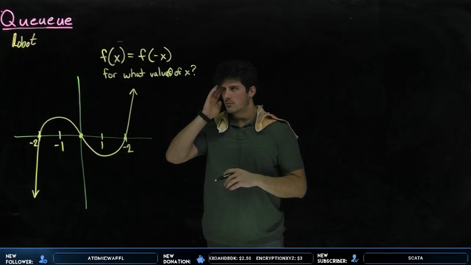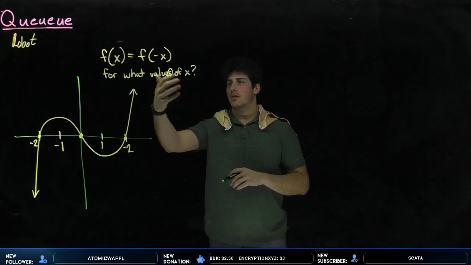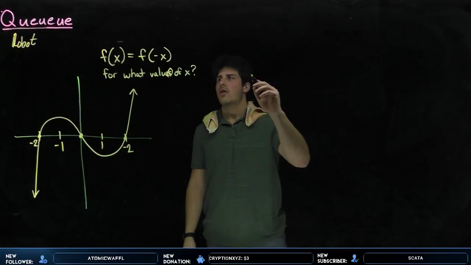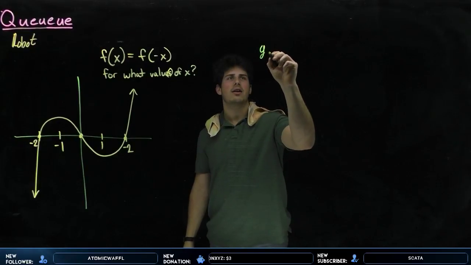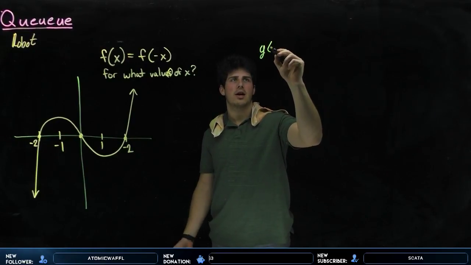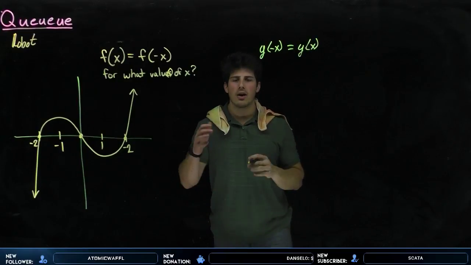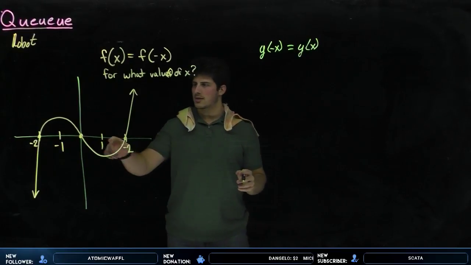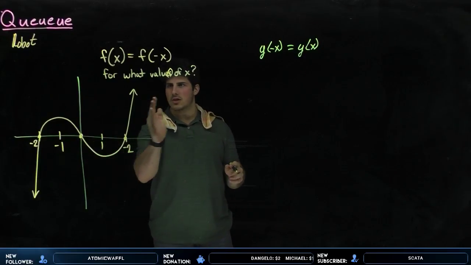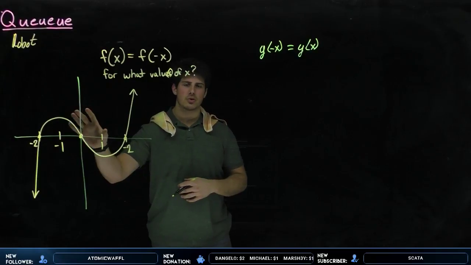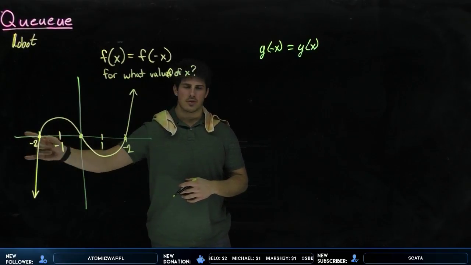So for what value or values of x is f of x equal to f of negative x? Well, that is asking us, is y of negative x equal to y of x? That means, is the y value at any x value that's positive equal to the y value of that same x if it's negative?